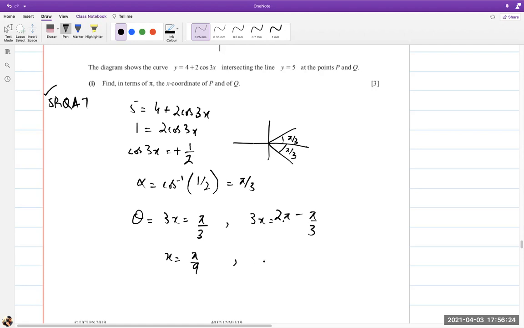Yes? So we're supposed to keep our calculator in degrees, right? Over here? No, radians. In radians. Okay, okay. Yeah. So 5 pi by 3, I think. So 5 pi by 9. Okay.